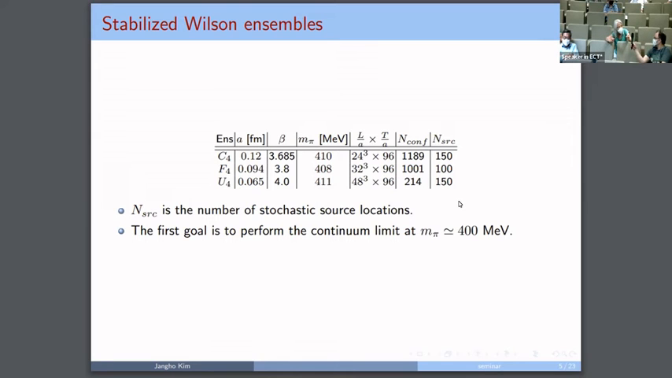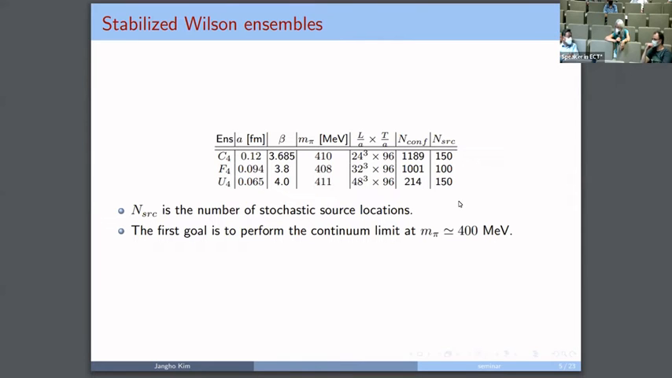The physical. This is kept fixed in physical units. And the point is to do the continuum limit on that line of constant physics. Yeah, but what is the constant physics line? That's the point, because constant physics. Yeah, but how do you set that value?